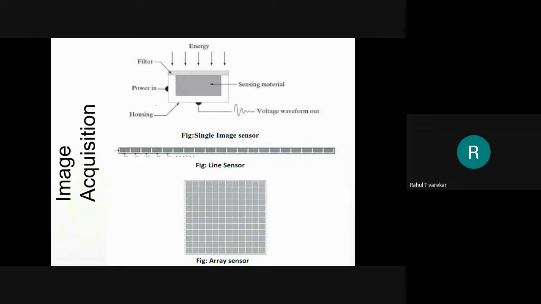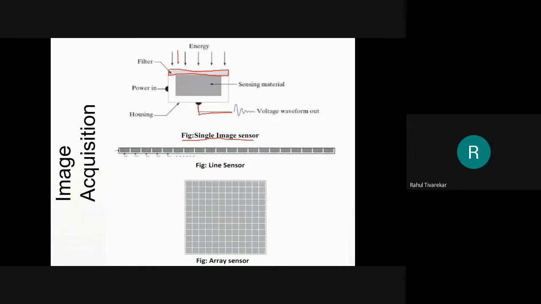Here I included one additional slide to make you understand what a single image sensor looks like. This is a single image sensor. Here you can see that the light energy is incident on this sensor part. The sensor is made up of one photoelectric cell, you can say, on which the incident amount of light energy will be converted to electric voltage. So there is some sensing material, there is some encasing or housing, and there is some additional power required, because that is not a passive source.